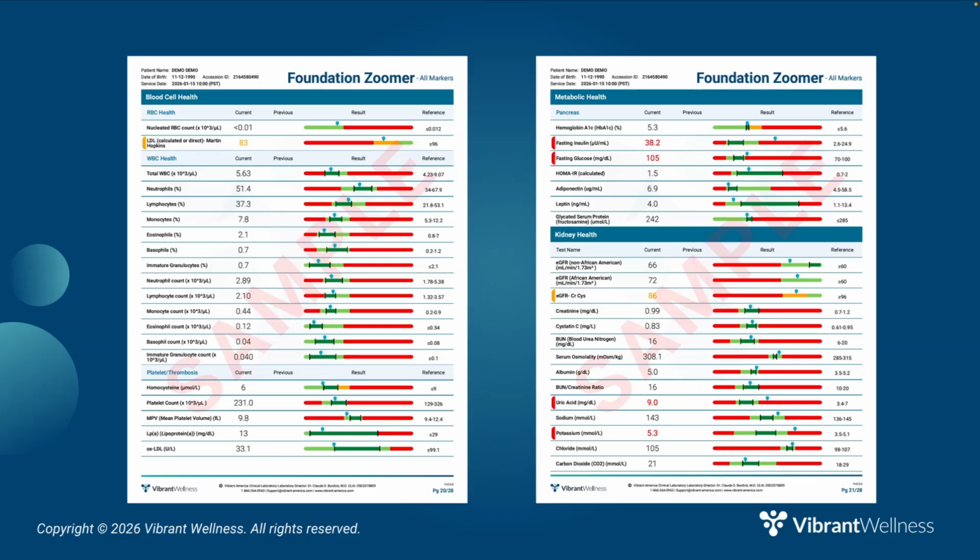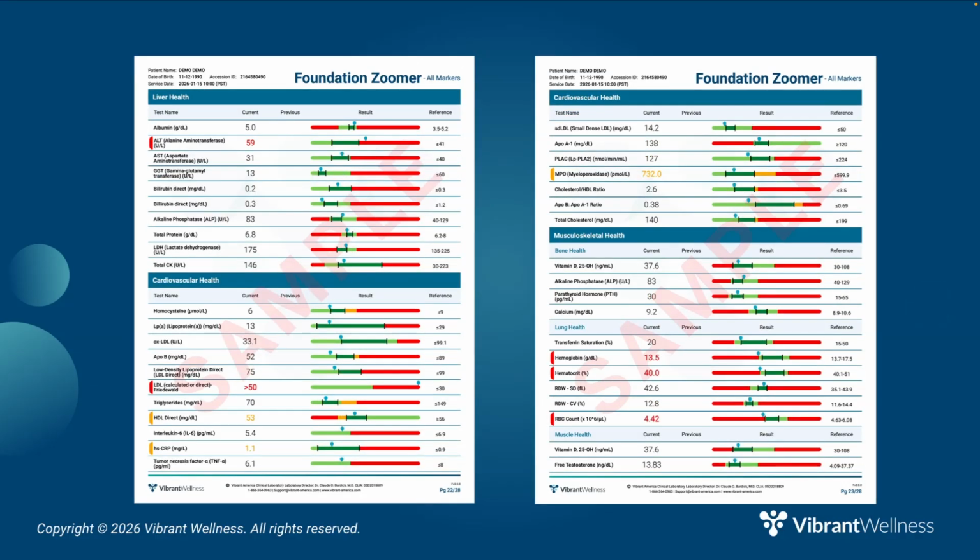Metabolic health markers like fasting glucose, fasting insulin, leptin, adiponectin, and HOMA-IR. HOMA-IR is a calculated index combining fasting glucose and insulin, reflecting the degree of insulin resistance, not glycemia alone, and is useful for tracking trends over time and response to intervention. The kidney health markers, like GFR, uric acid, and cystatin C. Cystatin C is a protein produced by all nucleated cells and filtered by the kidneys. Since it's less influenced by muscle mass, age, or sex, it helps clarify kidney filtration when creatinine is ambiguous.